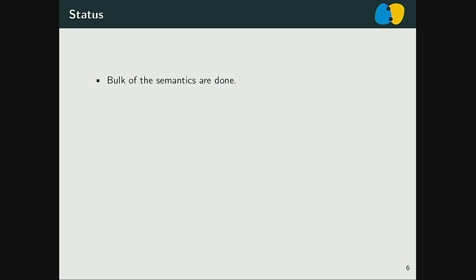Status, like, where are we at with this? The bulk of the semantics are done. There are a few things missing.